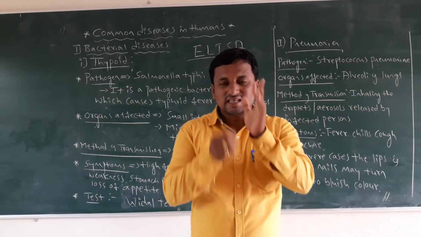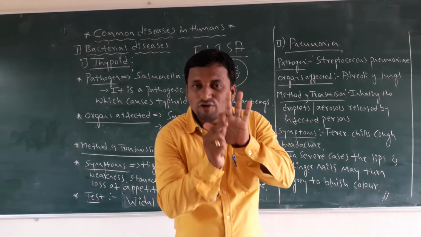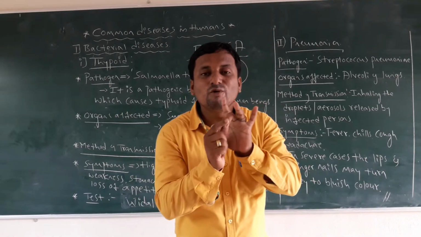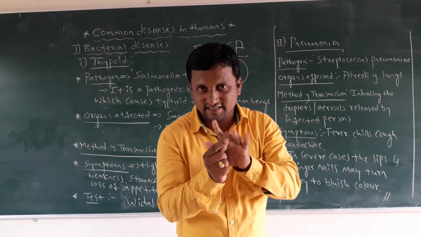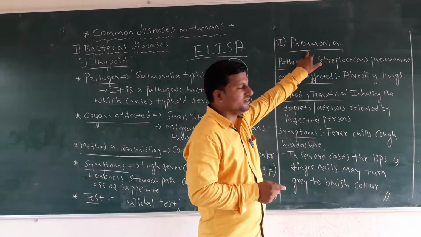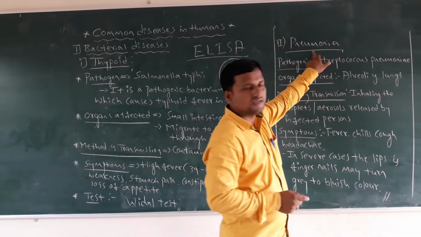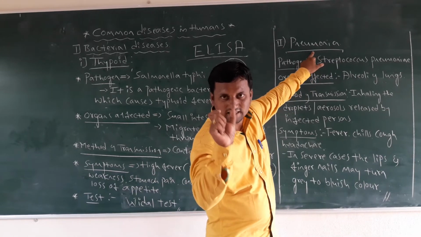So what is that? Streptococcus, Diplococcus or Haemophilus influenzae. These three names are for the causative agent of which disease? Pneumonia. See, the name pneumonia causes pneumonia. You must remember it like that.